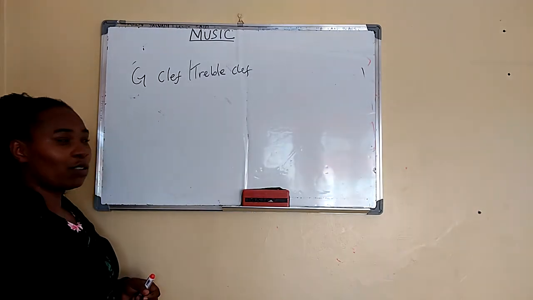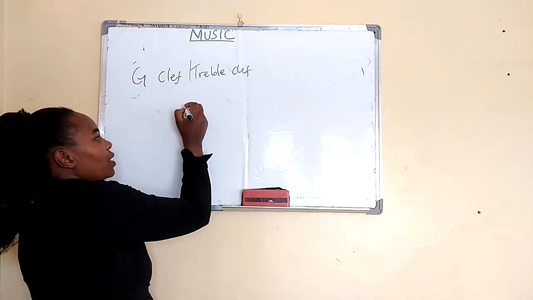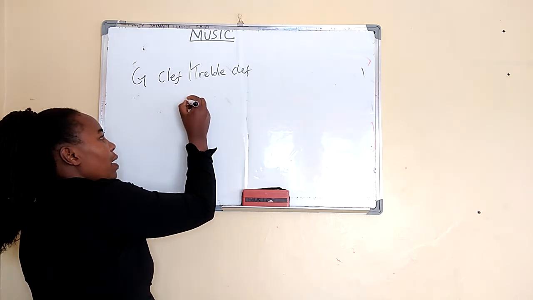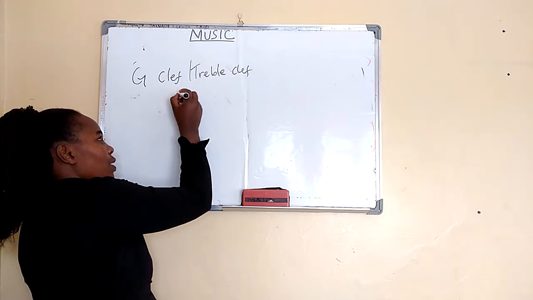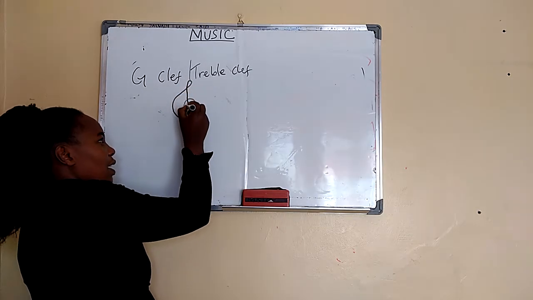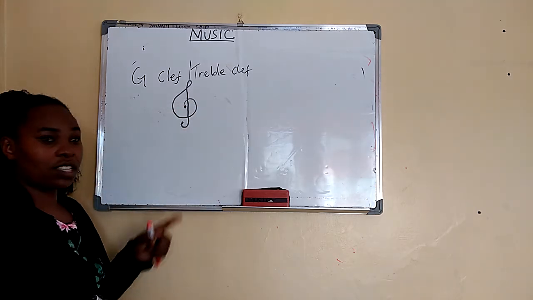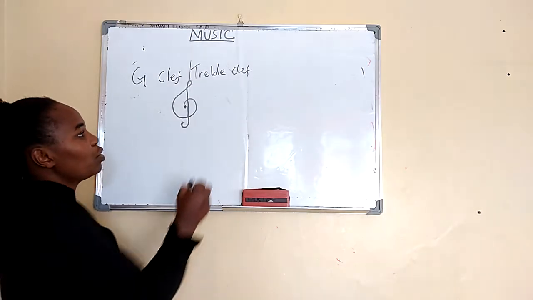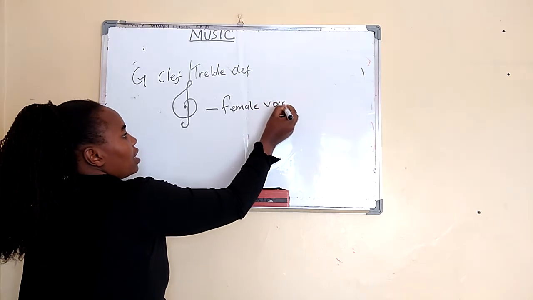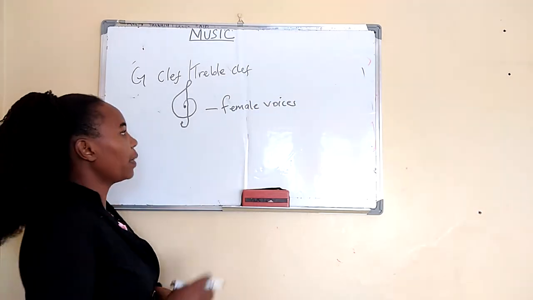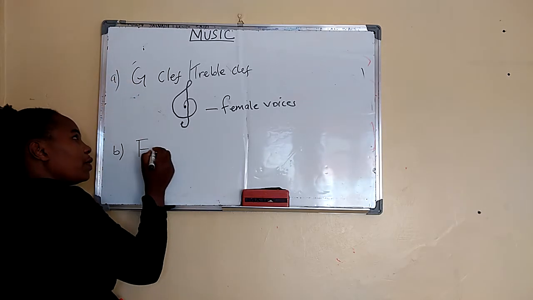Now, how does it look? So, G clef, you start with a dot, you go up around, down, round, up, slant it, come in, out, and then there you are. So that is G clef. And what does it do? It fixes female voices on the staff.